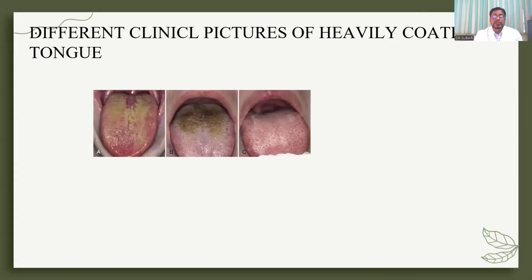That picture shows a heavily coated tongue. The coating will harbor more food remnants as well as bacteria, which may lead to further degradation of the protein as well as the production of volatile sulfur compounds.